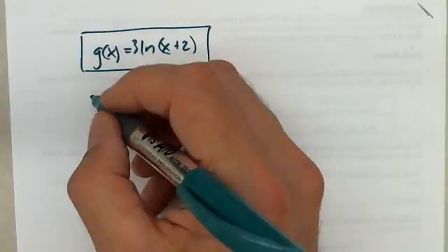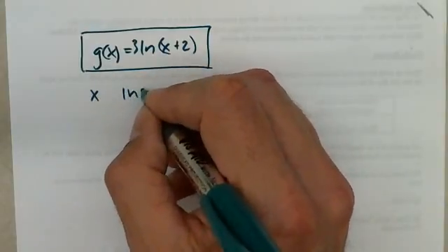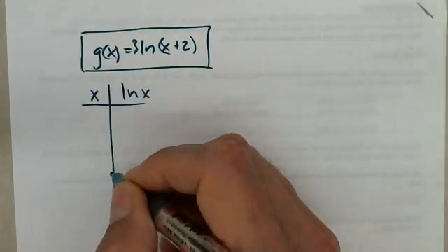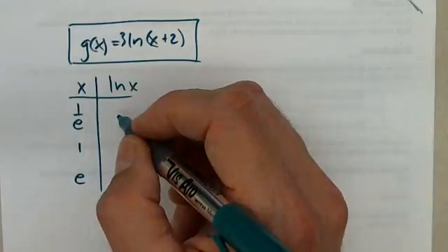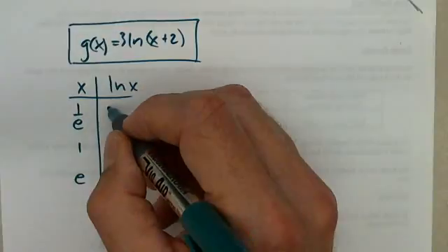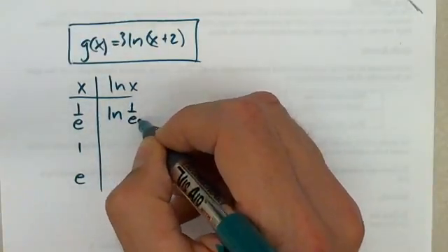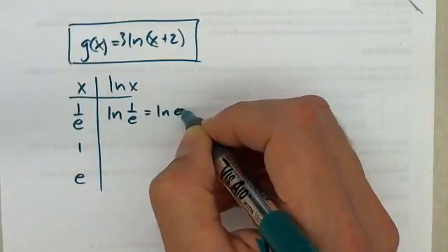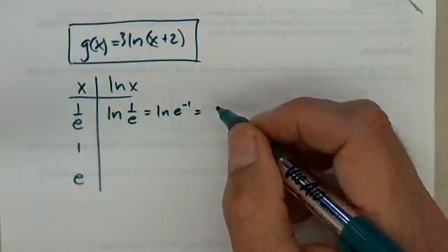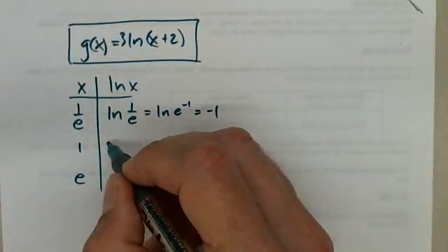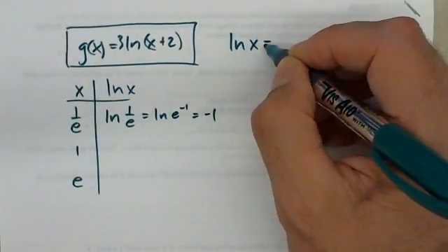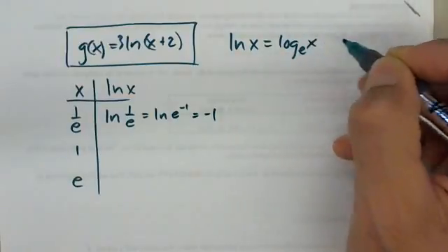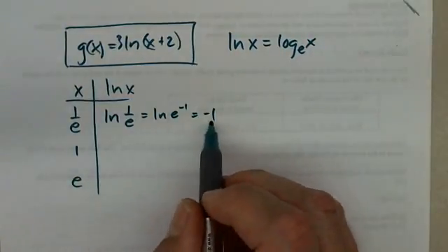Okay, and we'll do this one together. So here's some choices that make it easy to evaluate. Ln of 1 over e is the same as ln of e to the negative 1, which equals negative 1. Remember that ln of x is log base e of x. So that's how we're getting negative 1.